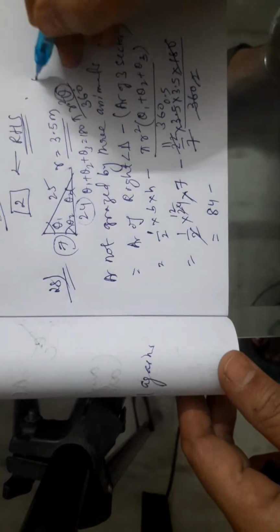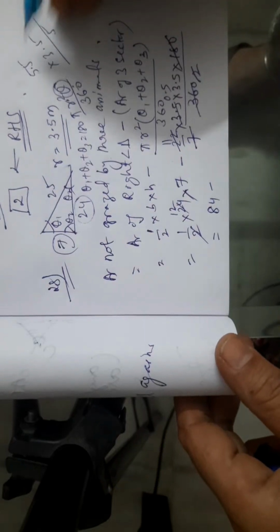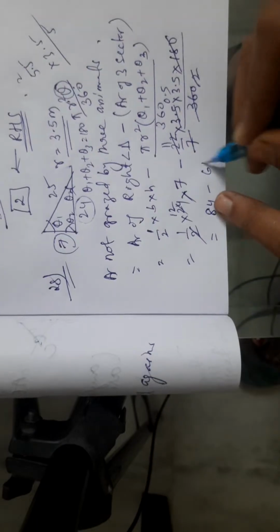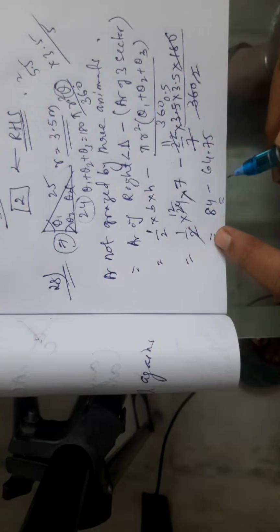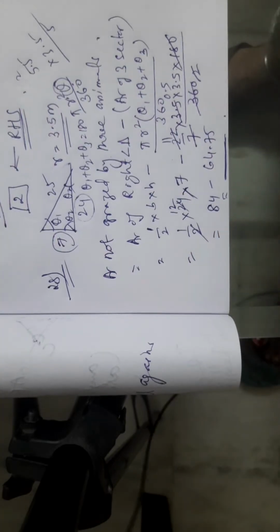So 11 5s are 55, multiplied by 3.5. Okay, 64.75. Very good. Now that will be subtracted from 84, so we'll get the final answer, the area not grazed by the three animals. I'm leaving that for you.